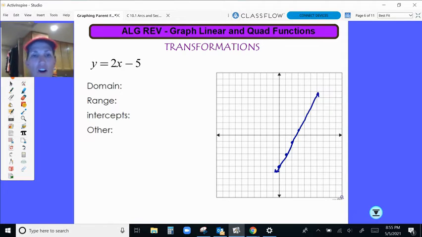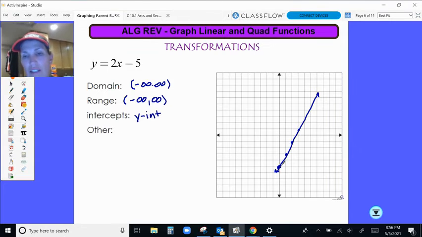Our domain stays the same. It's going to go from negative infinity to infinity, and my range is also going to go from negative infinity to infinity. My x-intercept, all I care about again is my y-intercept. I'm not going to worry about my x-intercept. This is at (0, -5). Can't write very good. And that's about it.